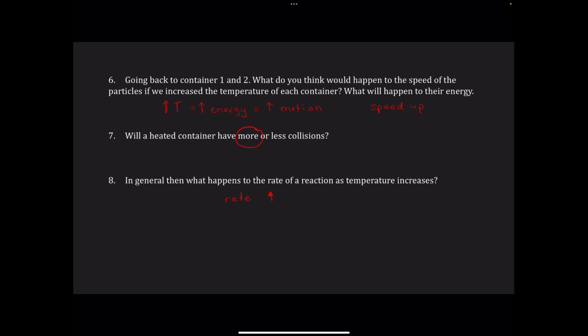So far we've talked about two things that are going to impact rates of reactions. That's going to be the concentration of our particles and the temperature. And both of these are going to have the largest impacts on our reaction rates.